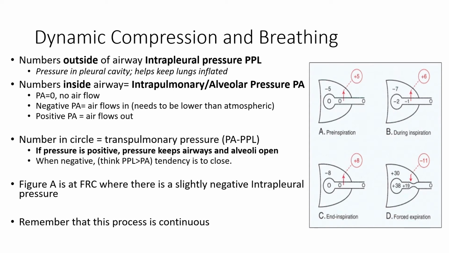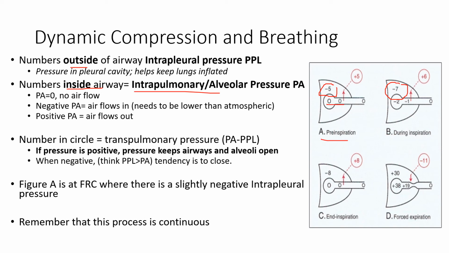And this is just another graph here that demonstrates that same concept again. So the numbers outside of the airway represent the intrapleural pressure, right? So this would be these values here, which are always negative. These are, again, relative to atmosphere. The numbers inside the airway represent the intrapulmonary alveolar pressure. So remember, pre-inspiration, they're at 0.